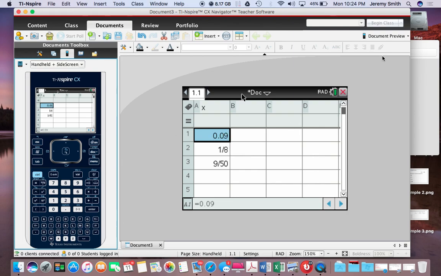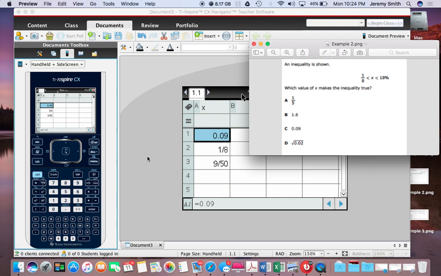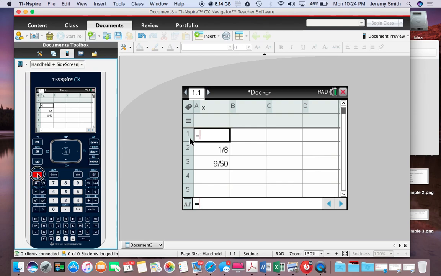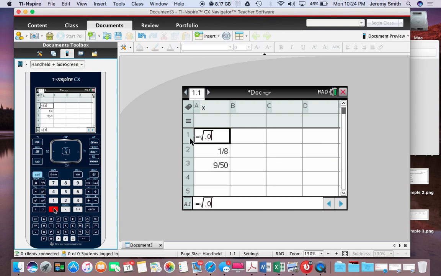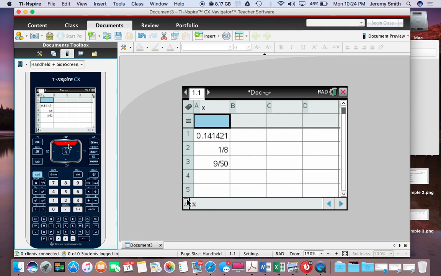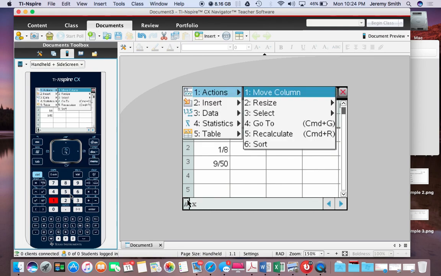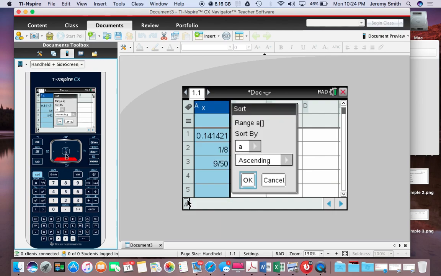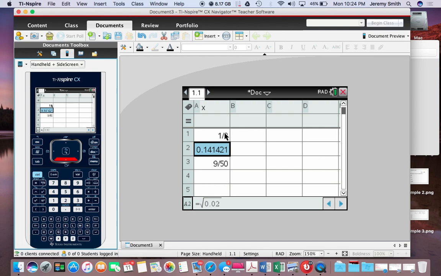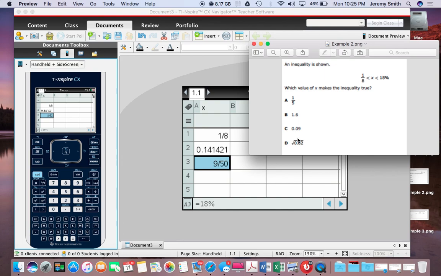All right, so let me change that to the next problem, which is the square root of 0.02. Let's clear that out. Equal the square root of 0.02. Remember, if you hover over, it will give you the original format down here. Now we're going to sort this, menu 1/6, ascending, and we see that the square root of 0.02 is in between 1/8 and 18%. So our answer to this particular problem would be D.